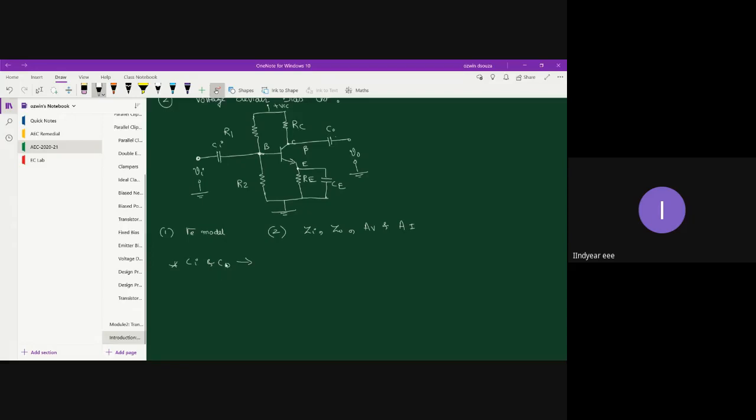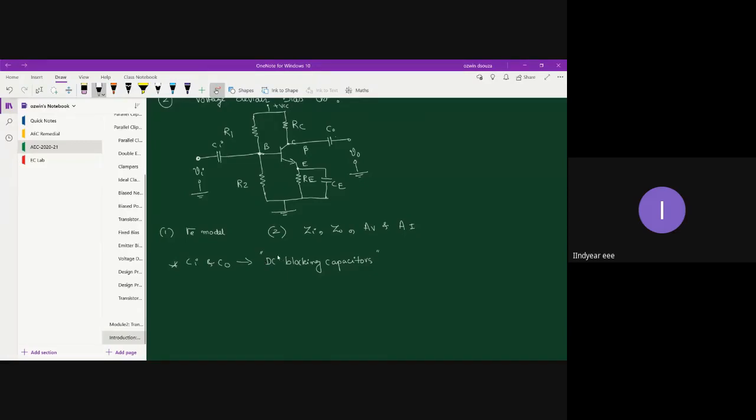What is the role of Ci and C0? Can anyone tell me? Ci and C0 are basically called as DC blocking capacitors. The function of these blocking capacitors, which are also called coupling capacitors, is to block DC from entering into the AC output.